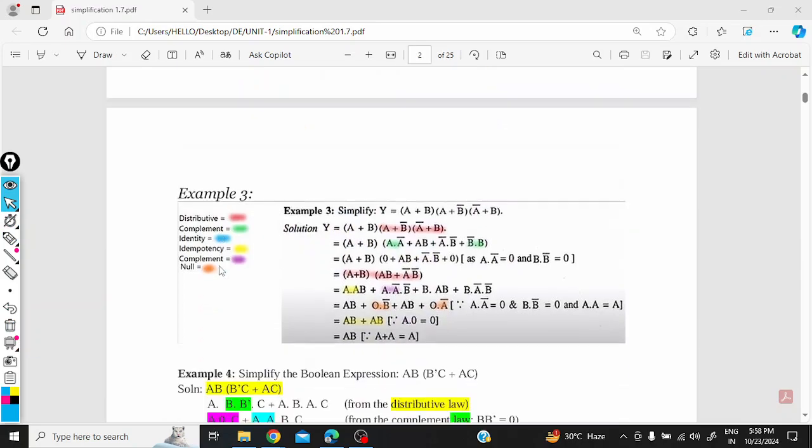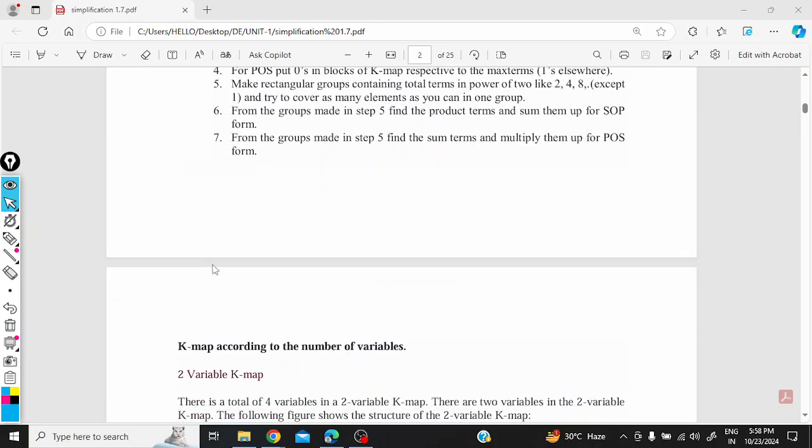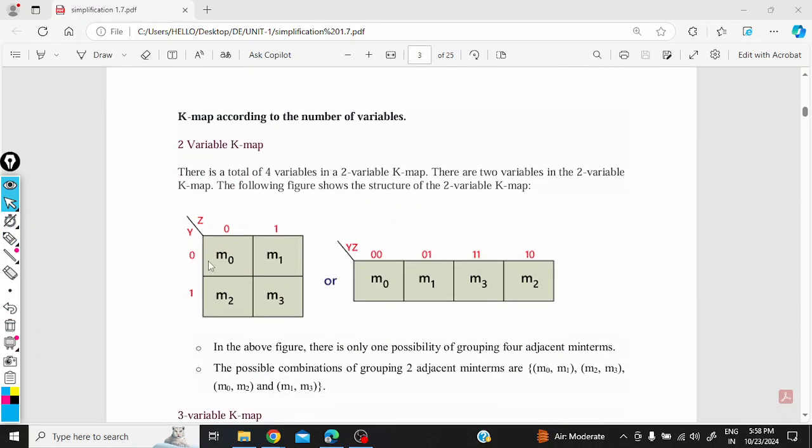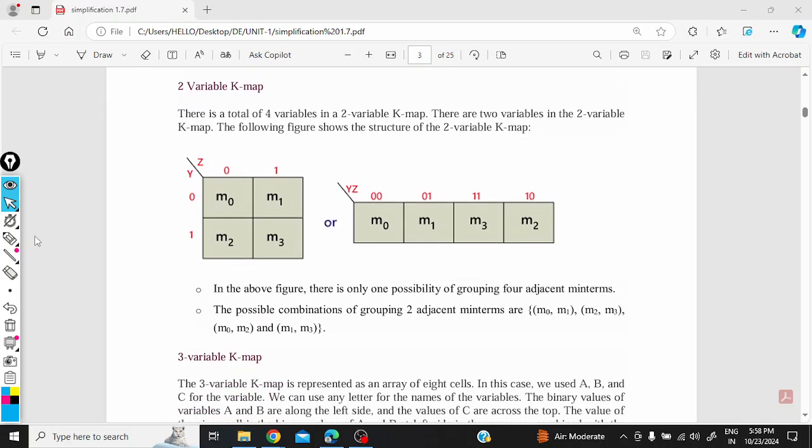Let's get on to the K-map technique, which you can utilize for representing various things. The K-map is used to represent the minterms or maxterms. Minterms, that is sum of products, are represented using ones. Maxterms, that is product of sums, are represented using zeros.